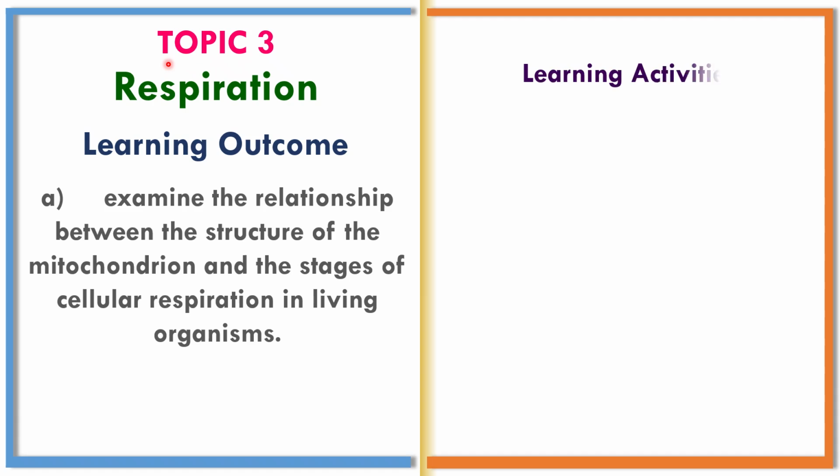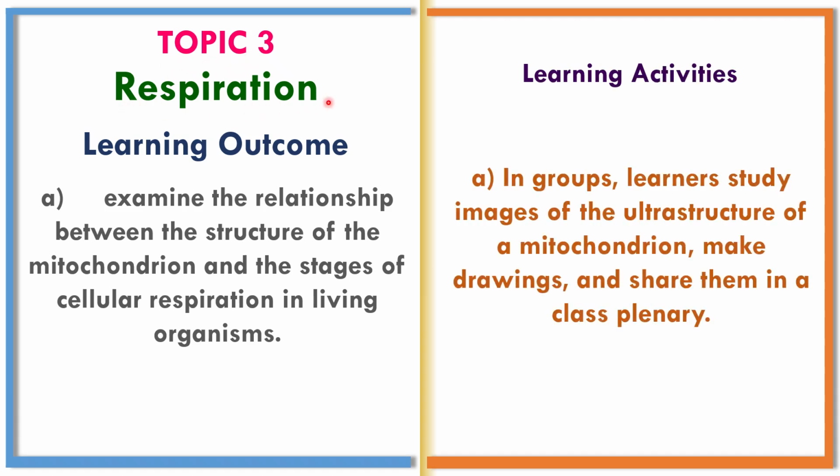Thank you for participating in topic 4, respiration. Our learning outcome A: examine the relationship between the structure of the mitochondrion and the stages of cellular respiration in living organisms. We have been looking at learning activity A. In groups, learners study images of the ultrastructure of a mitochondrion, make drawings and share them in the class plenary.